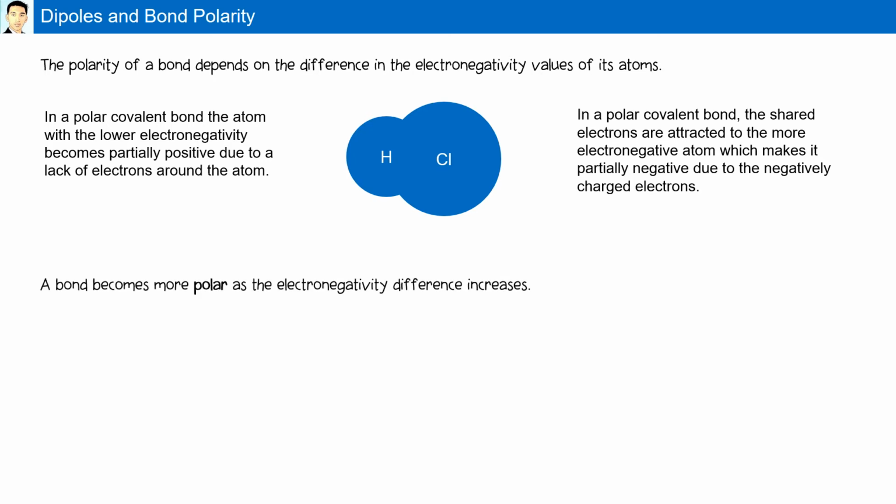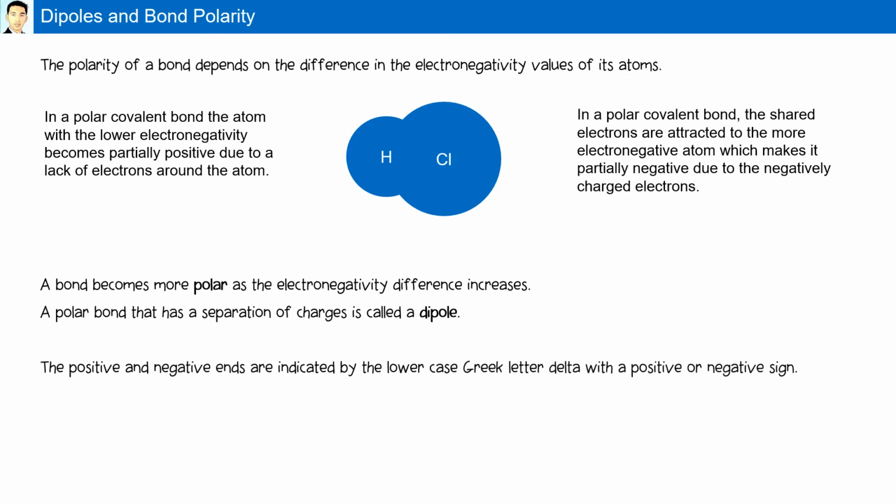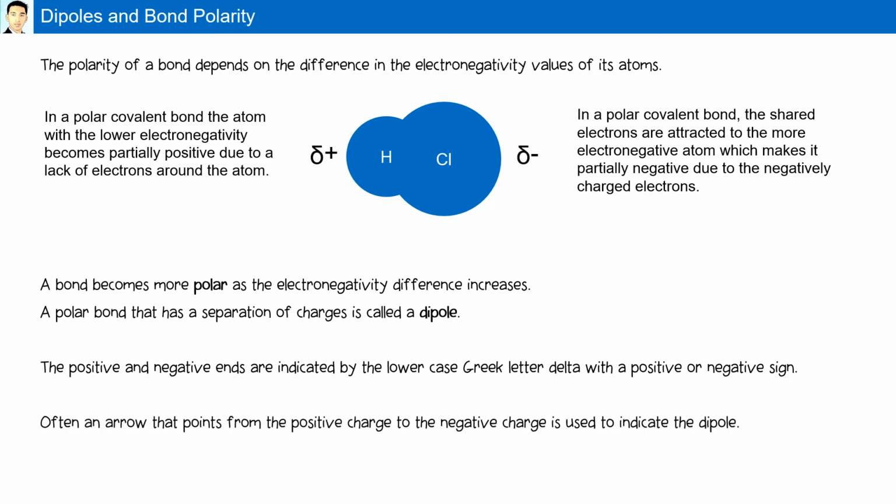A bond becomes more polar as the electronegativity difference increases. A polar bond that has a separation of charges is called a dipole. The positive and negative ends are indicated by the lowercase Greek letter delta with a positive or negative sign. For the hydrogen, it's delta positive, and for the chlorine, it would be delta negative. Often, an arrow that points from the positive to the negative charge is used to indicate the dipole. Here, the arrow is pointing towards chlorine.